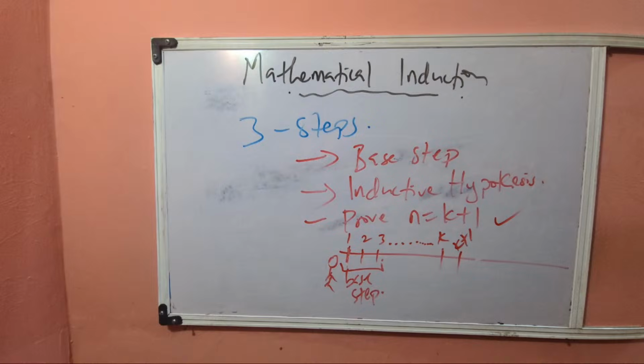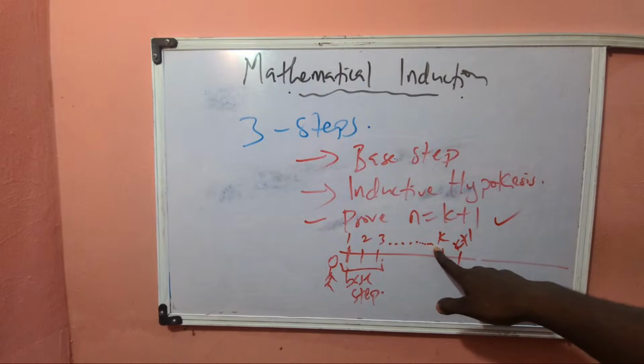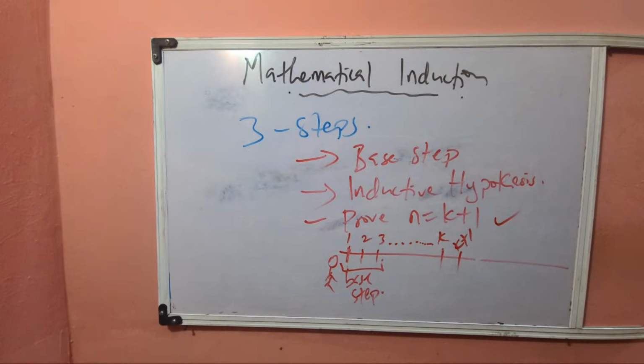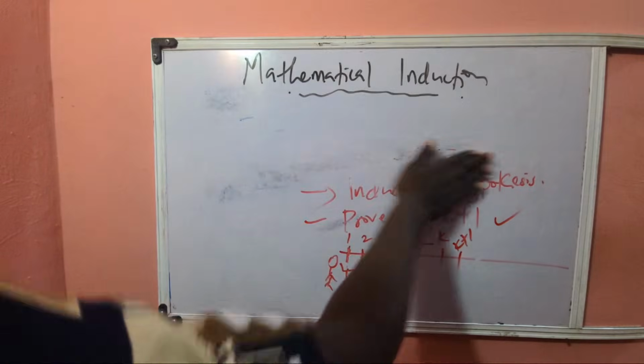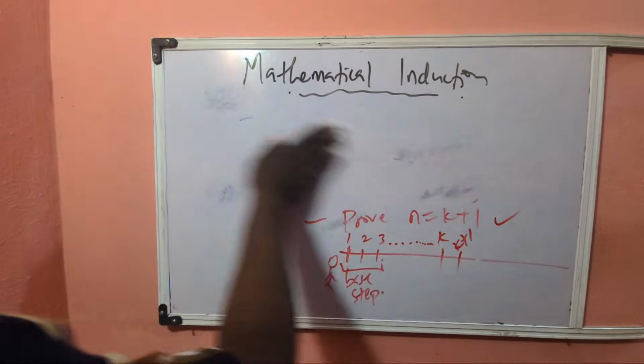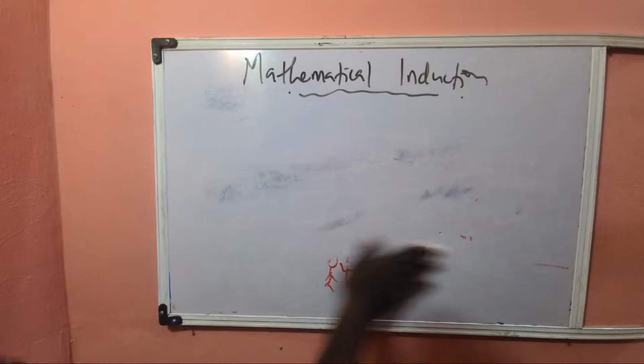It's all about starting at a point, making an assumption, then proving that after that assumption, the next thing is also going to be true. That's all. So let's see an example very quickly. Once you understand what I've said, let's take an example, and you'll see how we're going to use just these steps. You will see the base step, the assumption step, the hypothesis step, and then the proving step.